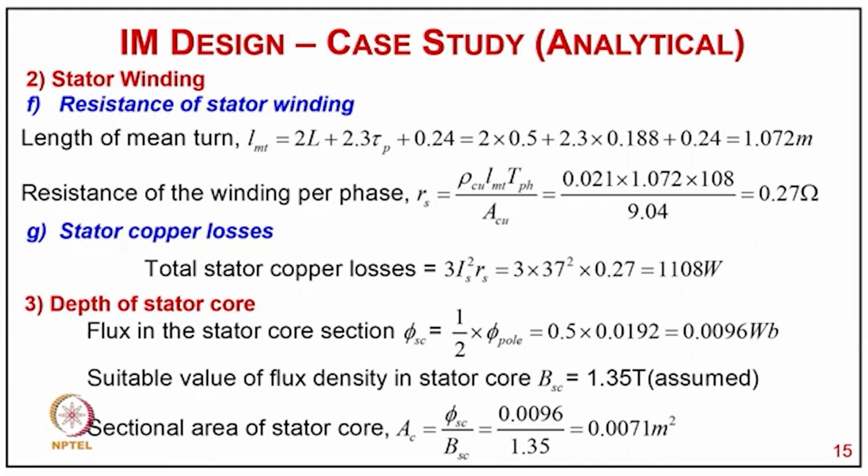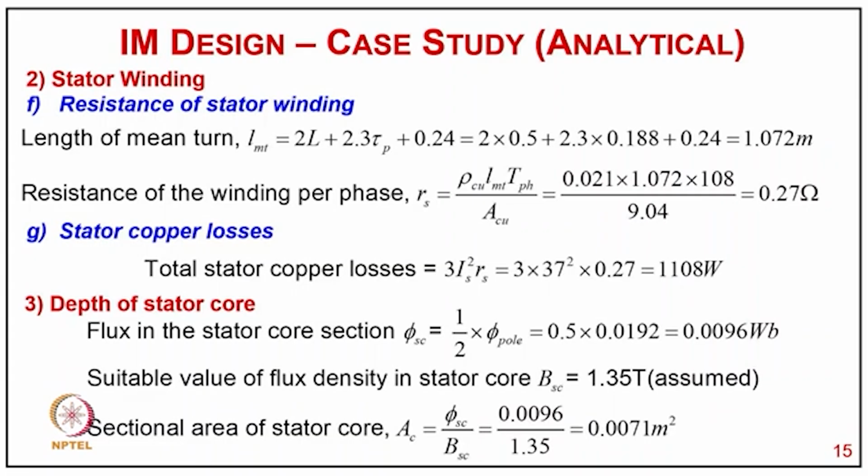LMT is the mean length of one turn, into the number of turns TPS, divided by ACU, that is the conductor cross-section area, typically in the case of the stator winding. Putting the value, it comes to 0.27 ohm. Now coming to the calculation of stator copper losses.